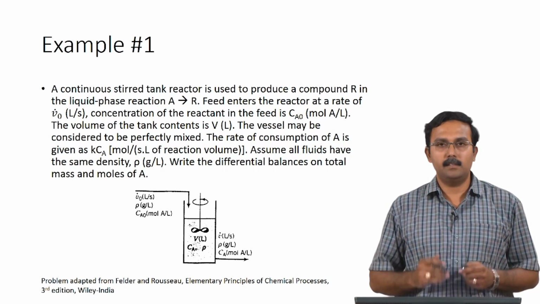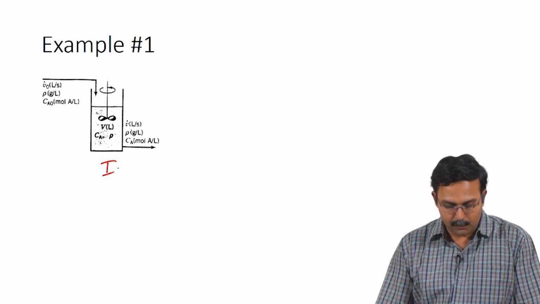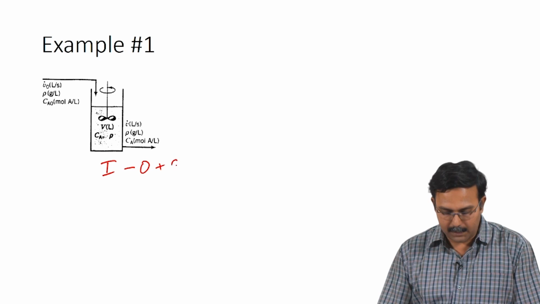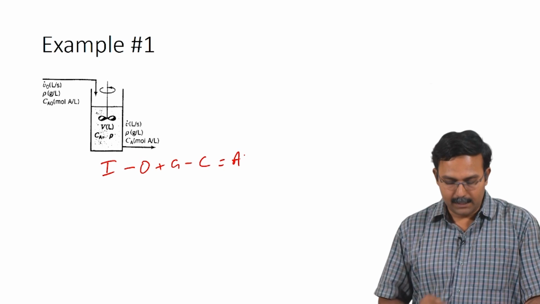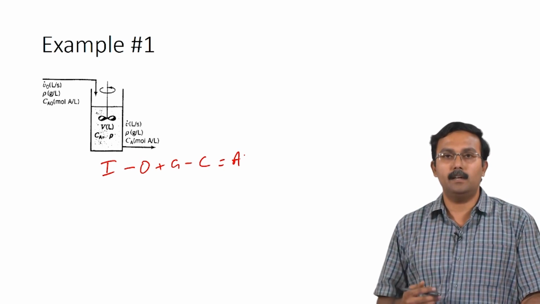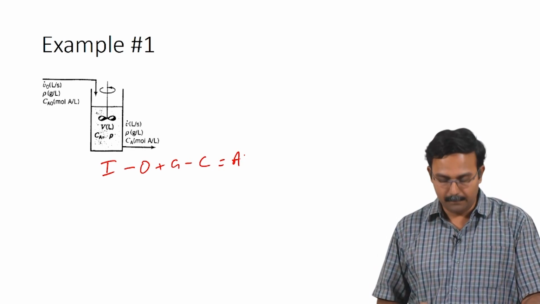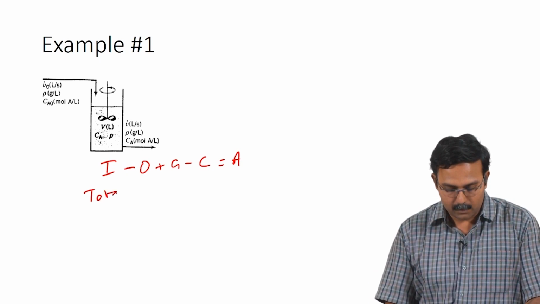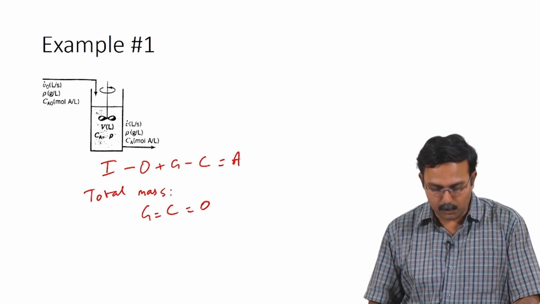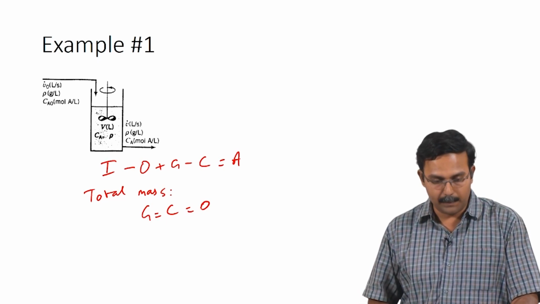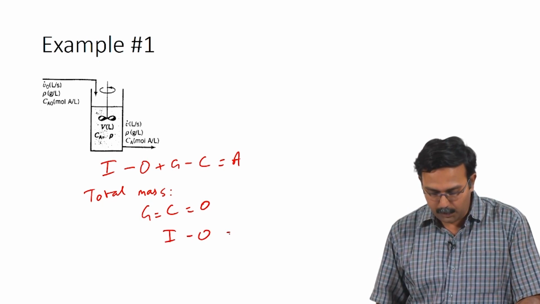So, let us try to write this differential balance. As we have always done, the general balance equation we would have would be input minus output plus generation minus consumption equals accumulation. We have been asked to write the differential balance for total mass and moles of A. So, let us first start with total mass. For total mass, generation and consumption will go to 0 as mass can neither be created nor be destroyed. So, you are left with input minus output equals accumulation.